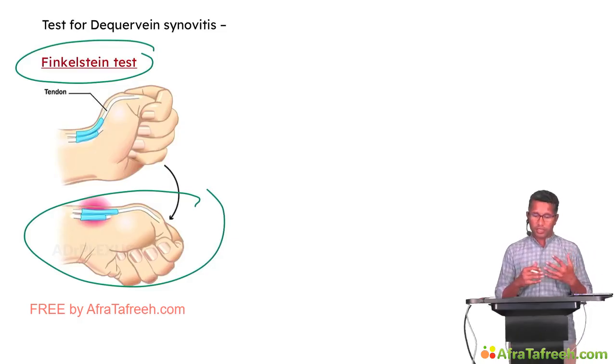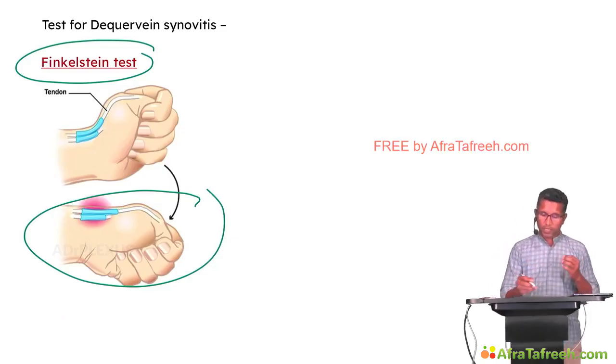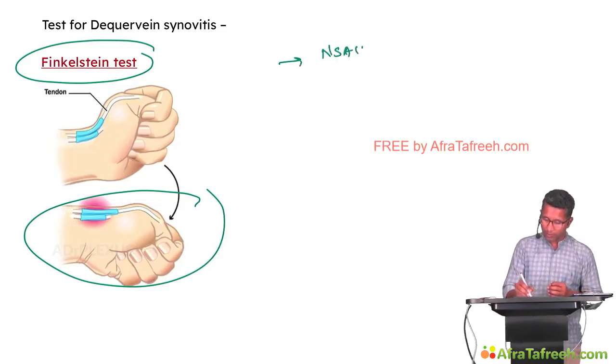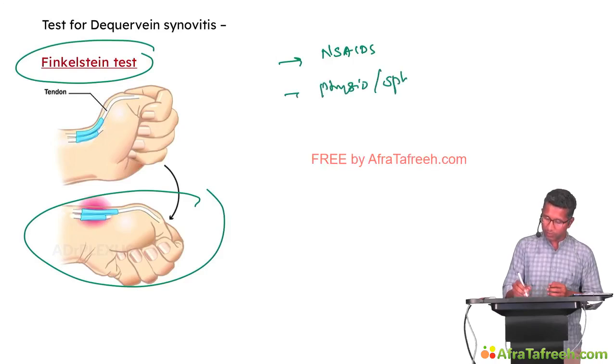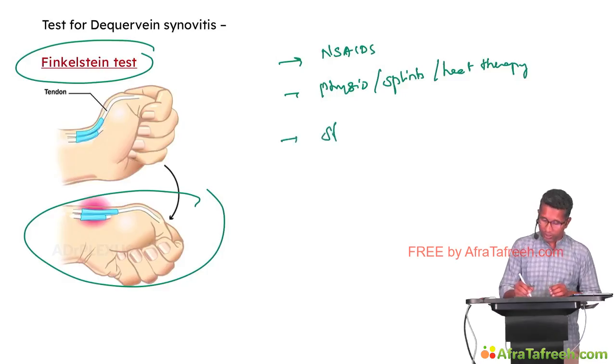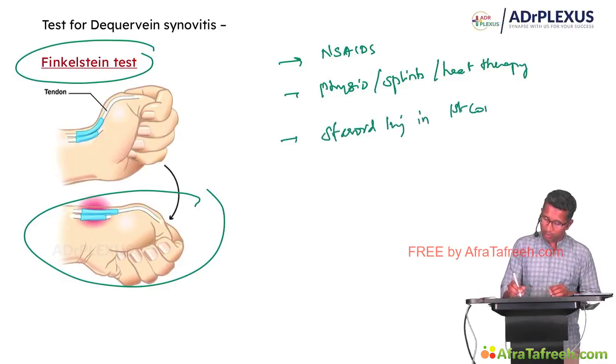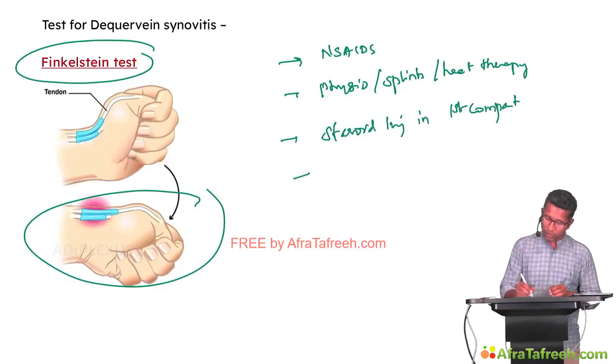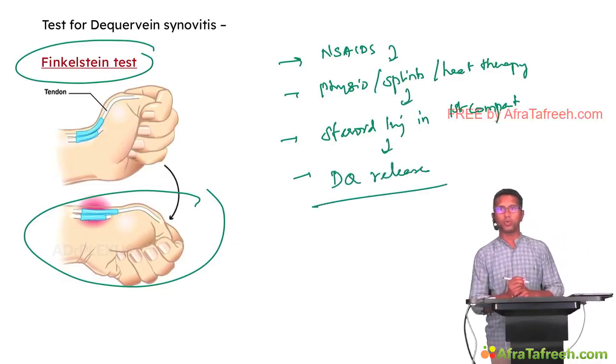This condition is frequently seen in ortho OPDs. When a patient comes with De Quervain tenosynovitis, the initial treatment will be NSAIDs. Then you can try physiotherapy, in the form of splints, or heat therapy. If the inflammation has not subsided, you can give steroid injections in the first compartment. If it is not relieved, you can do a De Quervain release, a tenosynovitis release.